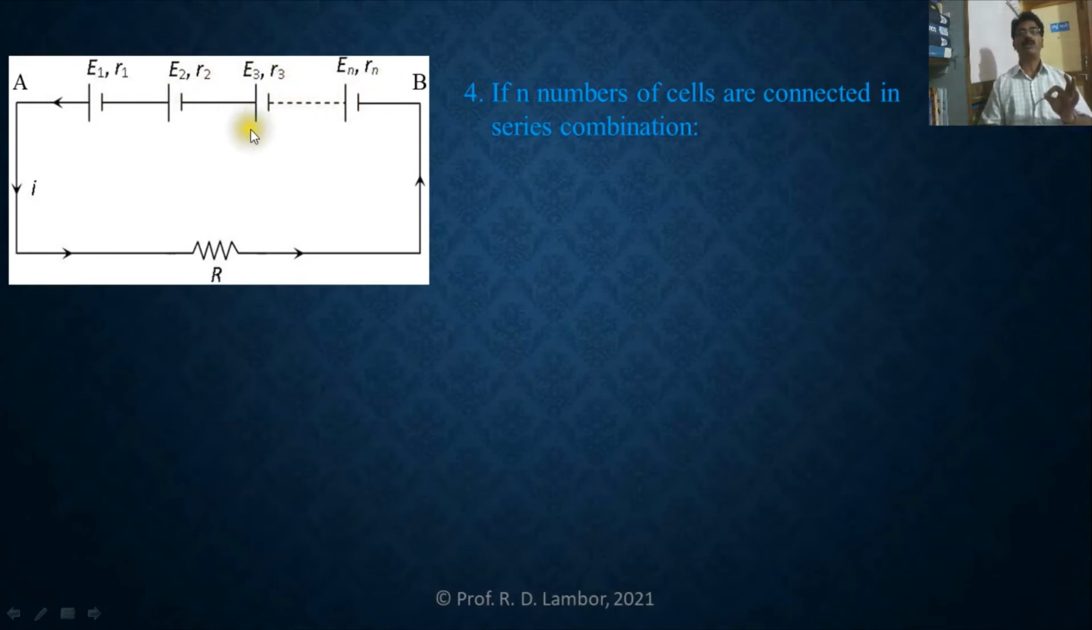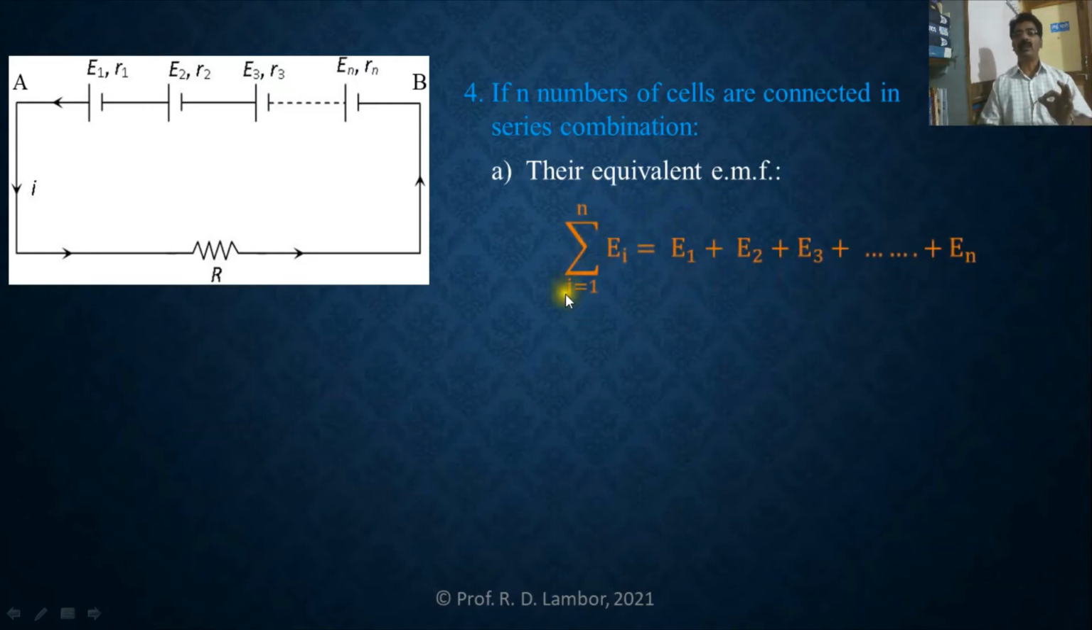Now from this combination we can find their equivalent EMF. And we know that when cells are connected in series combination, the terminal potential difference of that battery is equal to the sum of the voltages of the cells in series. Now the equivalent EMF of that battery is equal to the sum of the EMFs of the individual cells in series. So their equivalent EMF can be written like this: summation i goes from 1 to n of Ei, which is equal to E1 plus E2 plus E3 plus and so on up to En.